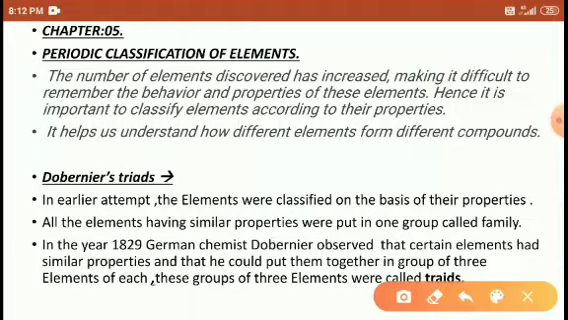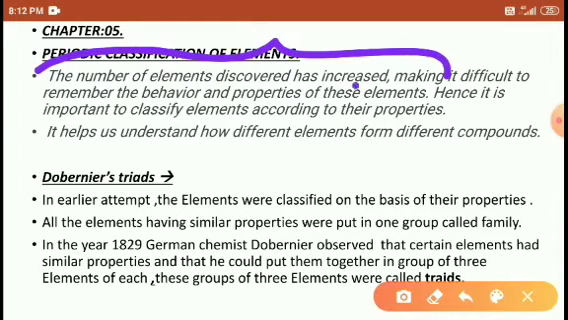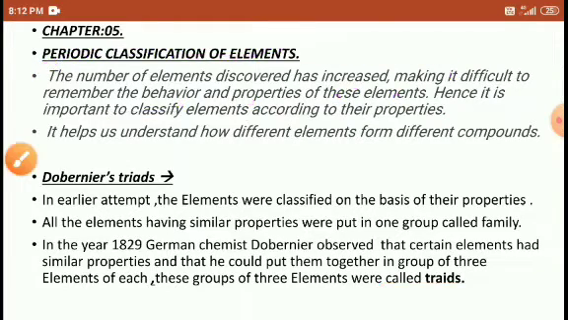Before starting the chapter, we want to know why we want to classify the elements in the periodic table. The reason is that a number of elements were discovered, and it is very difficult to remember the behavior of these elements. As more elements are discovered, it is very difficult to find out each individual property. Hence, it is important to classify the elements by their properties.